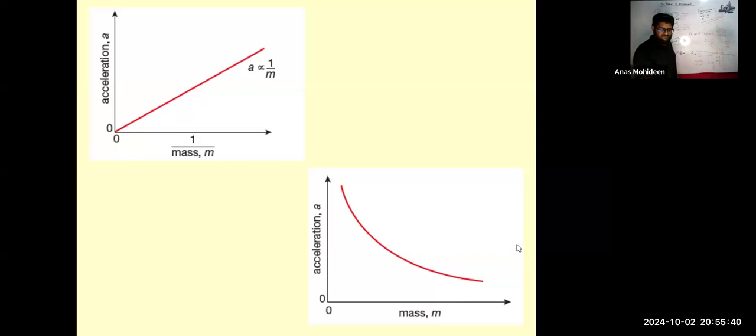And the graph changes because of the way you are taking this factor. Earlier 1 over m, now you are taking m. Since you are taking m, you can see it's a curved graph coming down. It's a curve coming down that shows when one is decreasing, the other one increases. That is the idea given over there. So this comes for A and M. So let's take this also down.